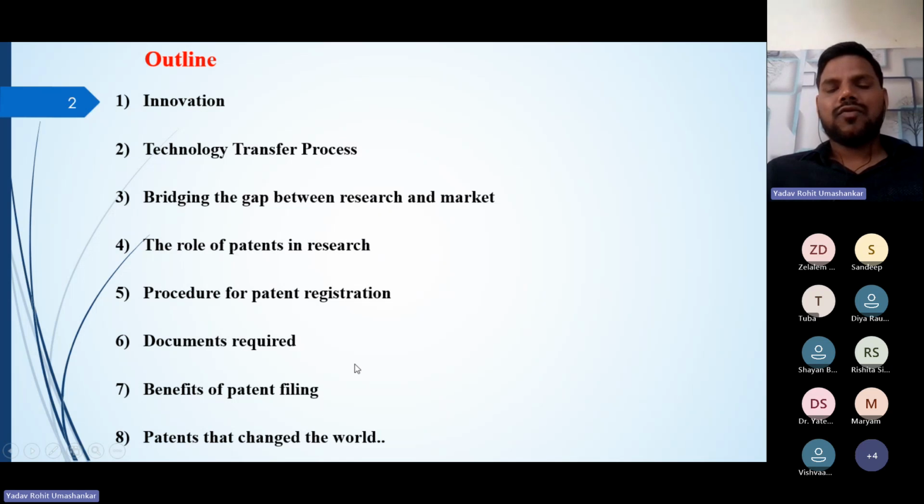I will also show a few of the patents that can be done at my lab.